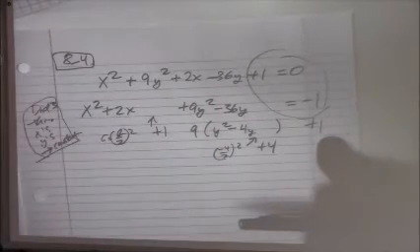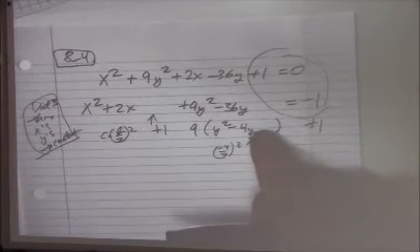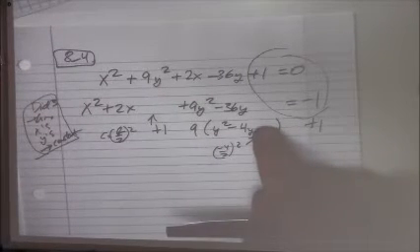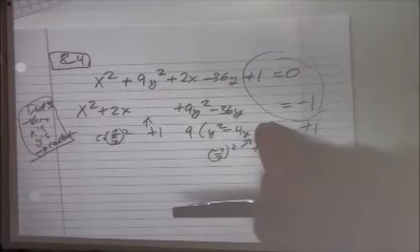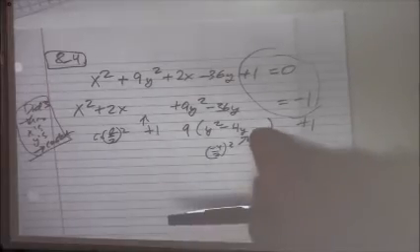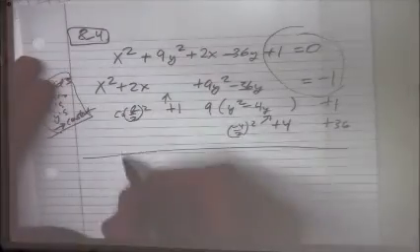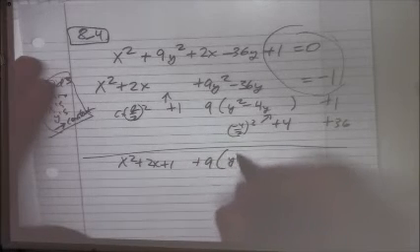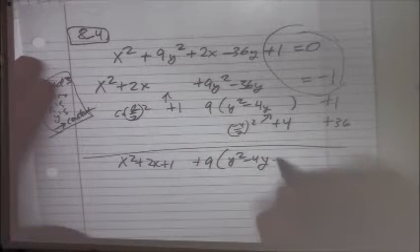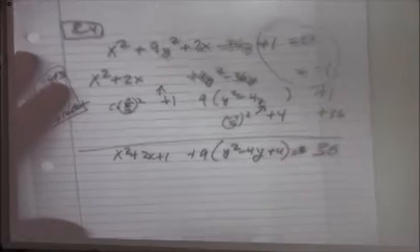But I'm not adding 4 here. This is not really a 4. What is it? How much? 36. It's a 36. Because of that 9 out here, it's a 36 that I'm putting in here. It's not really a 4. So if I'm adding 36 on this side, I'm going to add 36 on this side. So I have x squared plus 2x plus 1 plus 9, y squared minus 4y plus 4 equals 36, because minus 1 and plus 1 cancel.